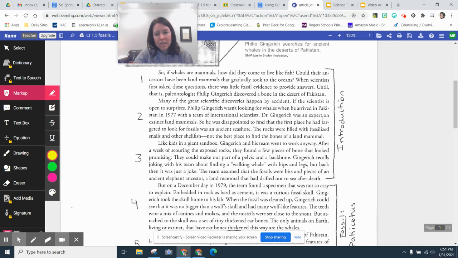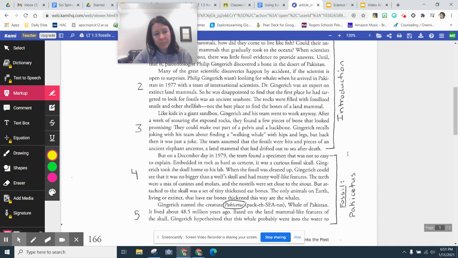Okay, now let's move on, because right now in these first three paragraphs, it's just setting up how did this happen, which scientists were involved. But so far, they're not telling us about specific fossils.